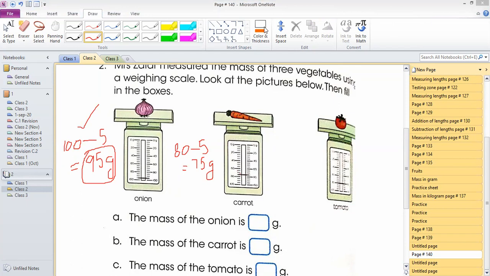Is it clear, guys? Yes. Very good. Now you have to check the mass of the tomato. Check the mass of the tomato by yourself and tell me the answer. Mass of the tomato is very easy. Check the needle and tell me the mass of the tomato.